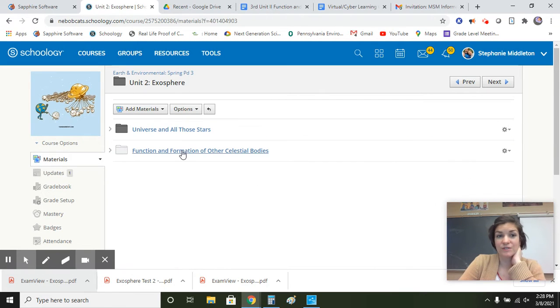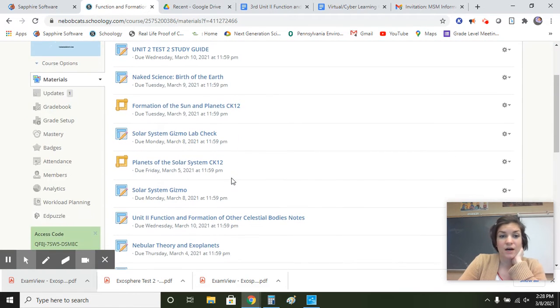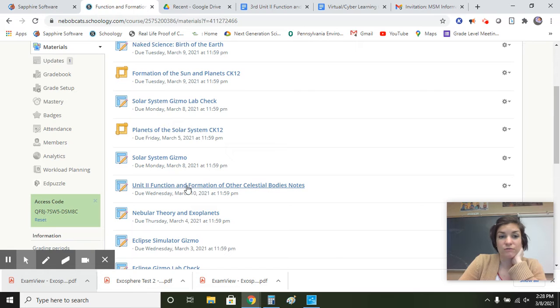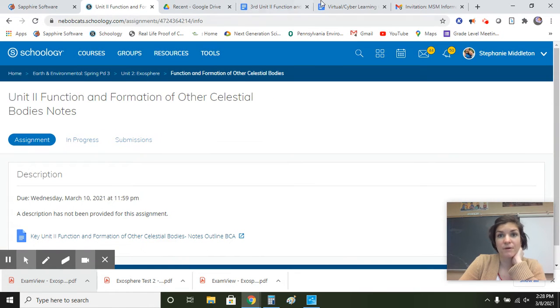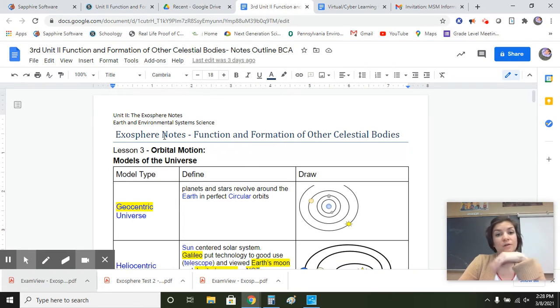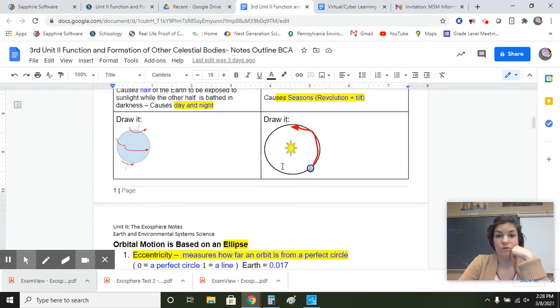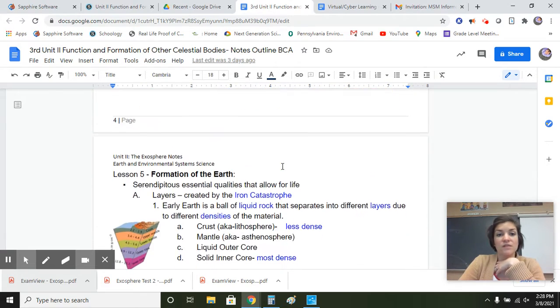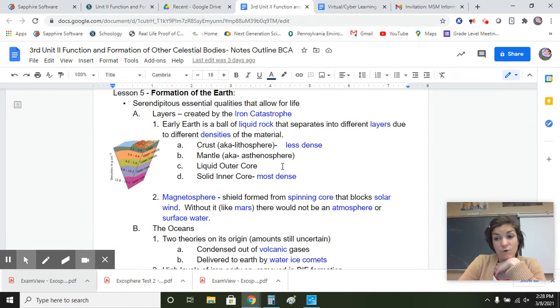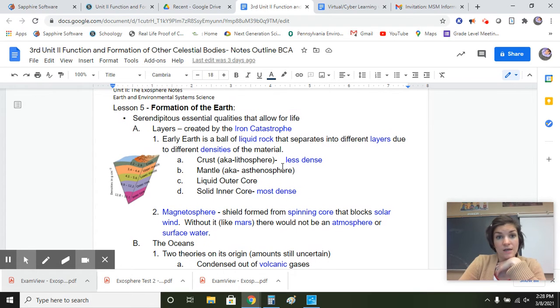Please go into your Unit 2 Functions and Formations of Other Celestial Bodies folder. Your notes are called Unit 2 Function and Formation of Other Celestial Bodies notes. So open those up, and when you open them up, they'll look like this. Scroll on down to the very last page. Remember, all of this stuff is fair game for your test on Wednesday, so make sure that you know it.